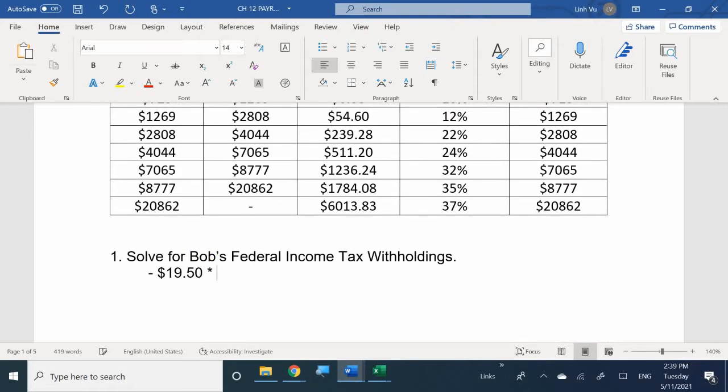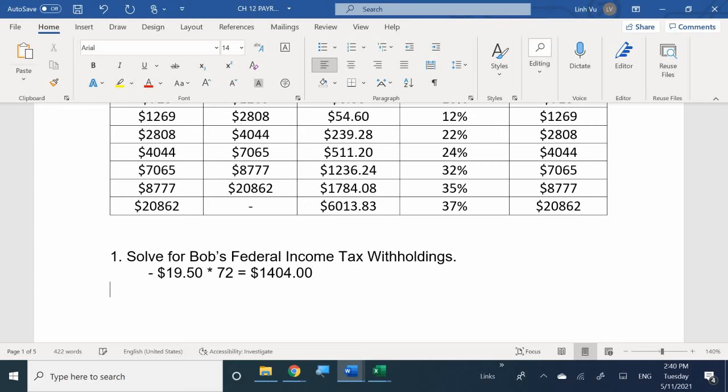$19.50 an hour. $19.50 an hour for 72 hours. So what is his total gross earnings? $1,404. Yes, $1,404. Once again, if you do this on your calculator, you take your $19.50 and multiply it by the 72 hours to get the $1,404. So that's his gross earnings.